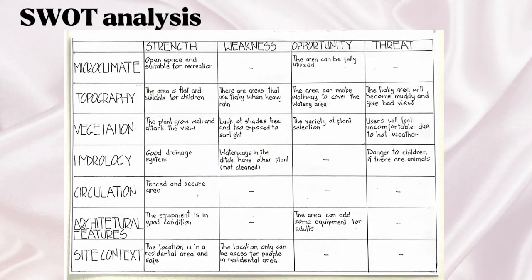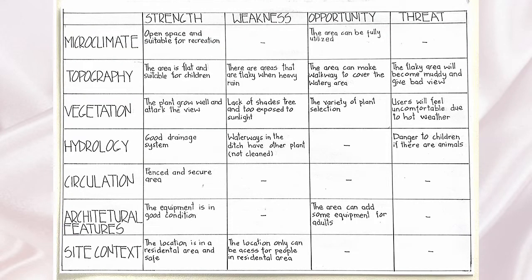Next, for the SWOT analysis, this section is concerned with the SWOT analysis for the area. Each aspect has its strengths, weaknesses, opportunities and threats. For example, from the vegetation aspect, the strength is that the plants grow well and attract the view. The weakness is the lack of shade trees and exposure to sunlight. For opportunities, it can be planted with a variety of plants. And the threat is that users will feel uncomfortable due to the hot weather because this area lacks shade trees.